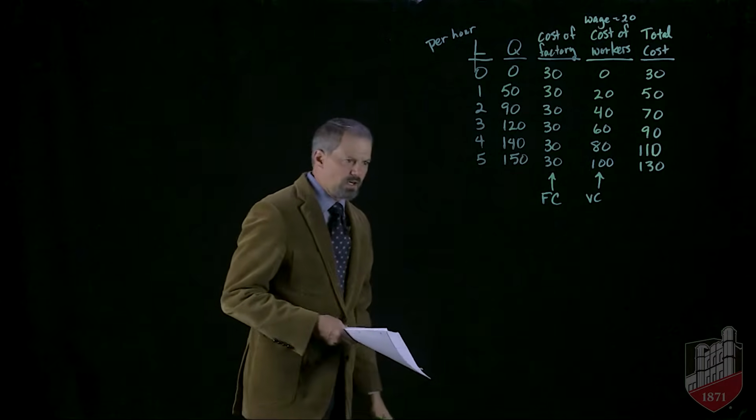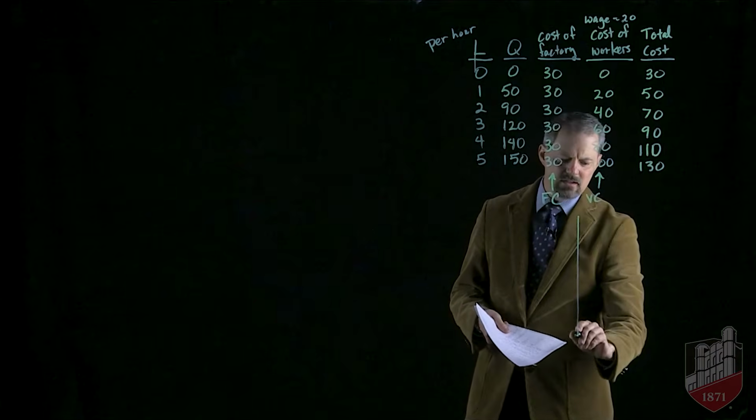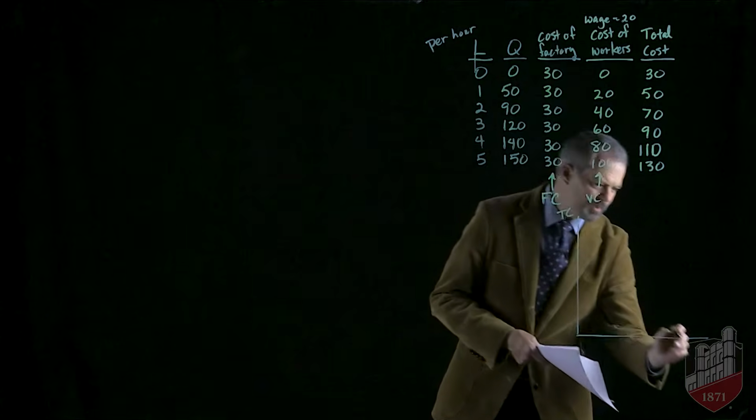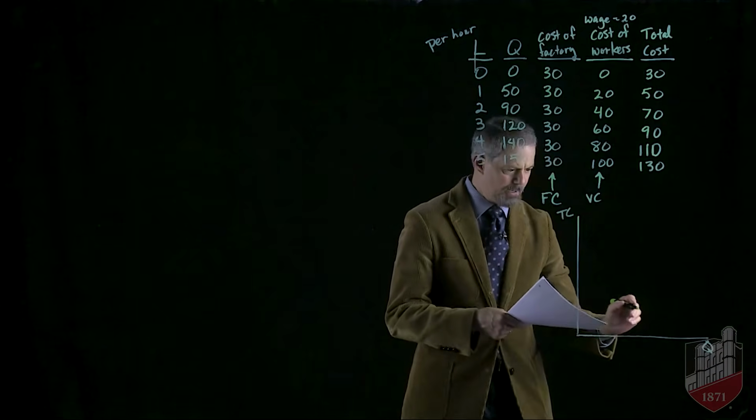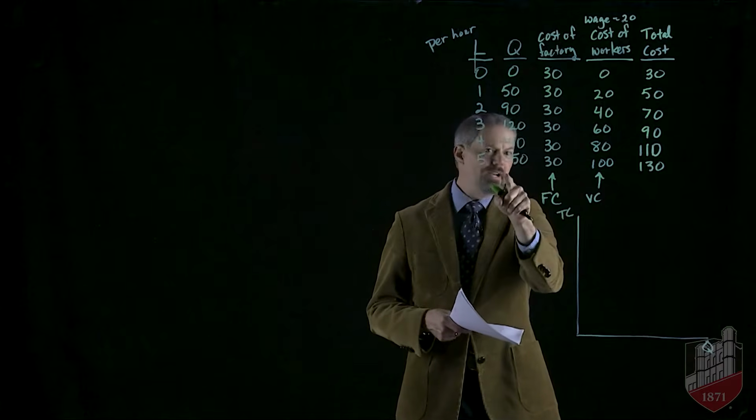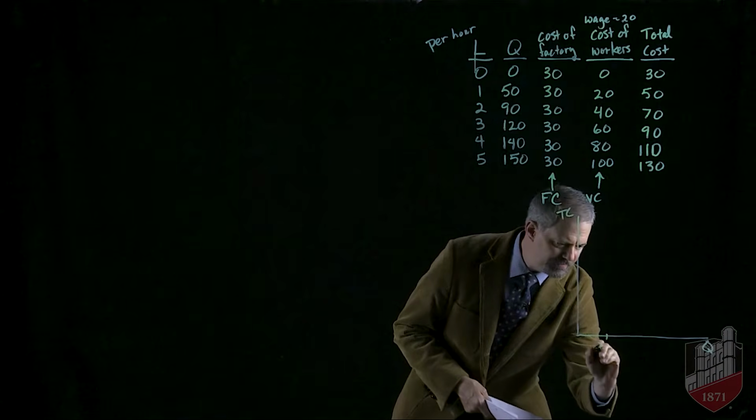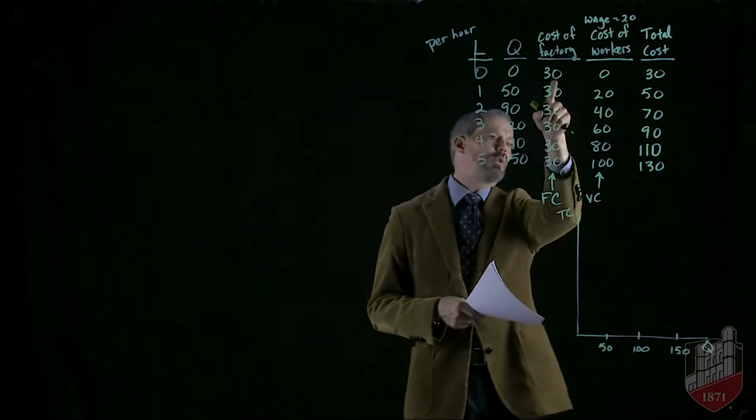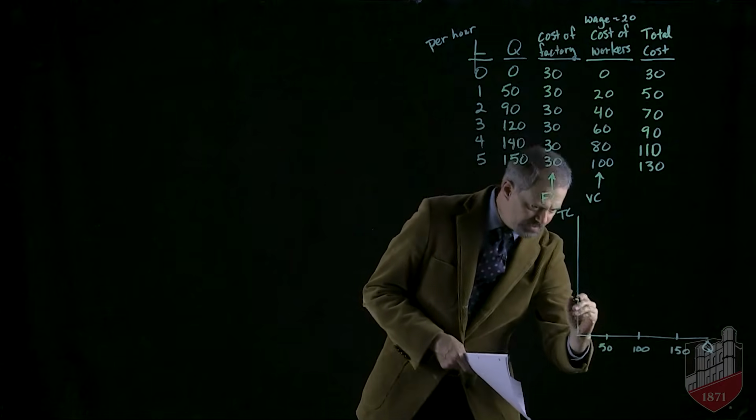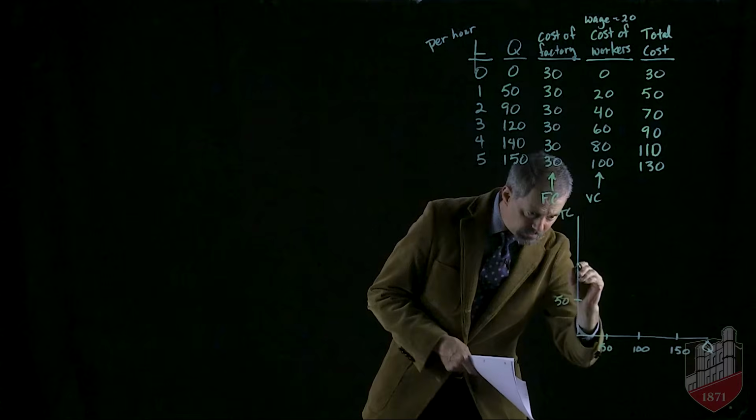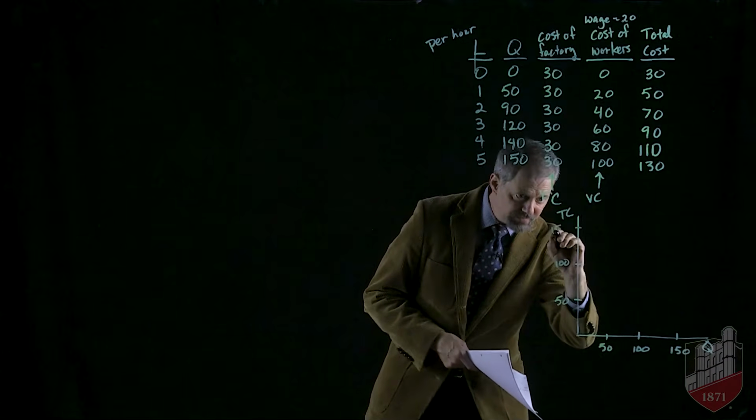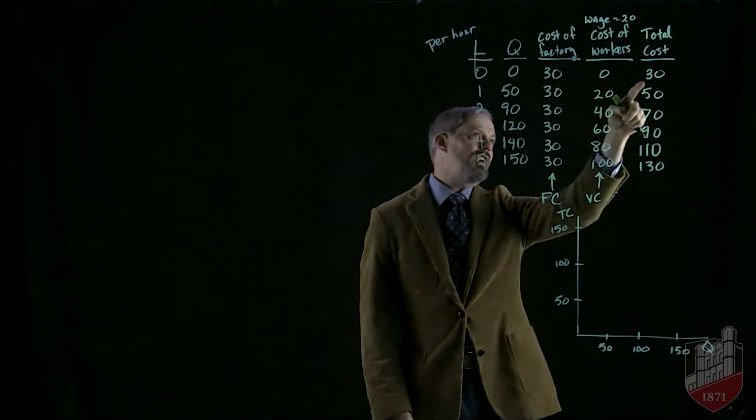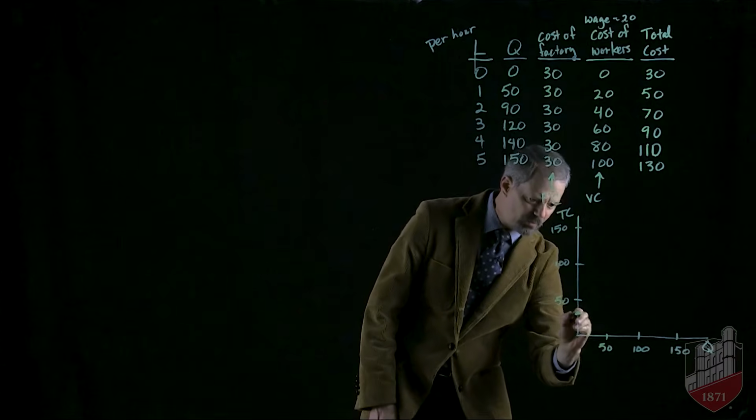Let's graph that total cost curve. So if I were to graph it, I don't need to be real precise. I'm going to put total cost up here. I'm going to put quantity down here. And our quantity is going up to 150. So I'm going to put a 50, 100, and 150. And our total cost is going up to 130. So I'm going to put also 50, 100, and 150. If I'm producing 0 units of output, it still costs me $30. So there's a point on my total cost curve.